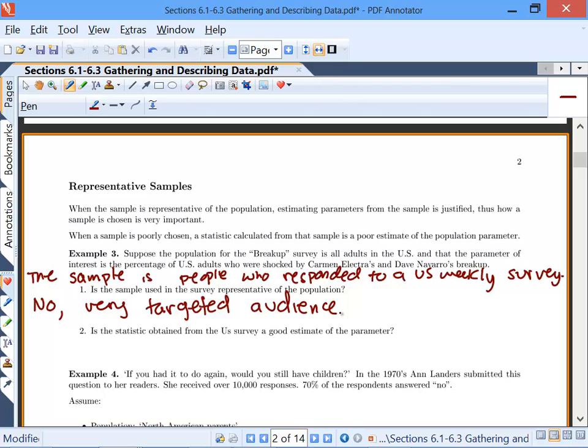And so if the people that responded to this Us Weekly survey aren't representative of the whole U.S. population, then is our statistic going to be a good estimate of our parameter? Is the proportion of people who said yes in the survey going to represent the proportion of all people in the U.S. who were shocked? No.